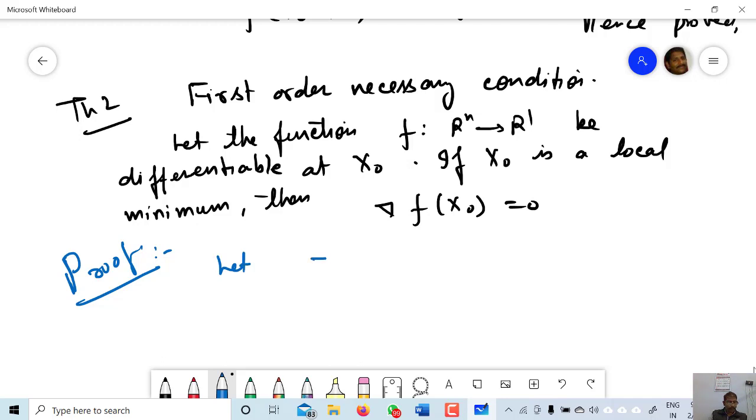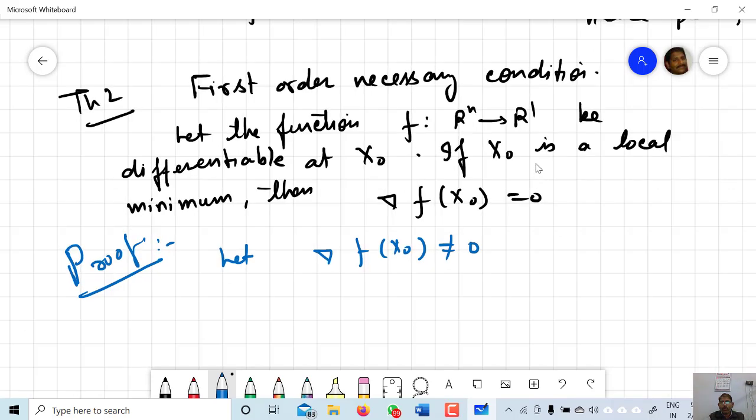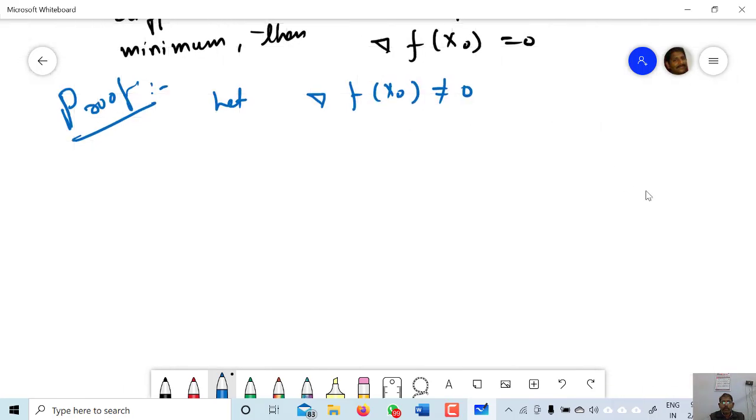Let the gradient of f at x0 be not equal to 0. When we prove something, we start from a contradiction. If this point holds good, what do we do then?